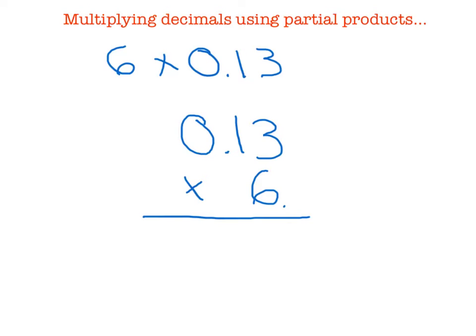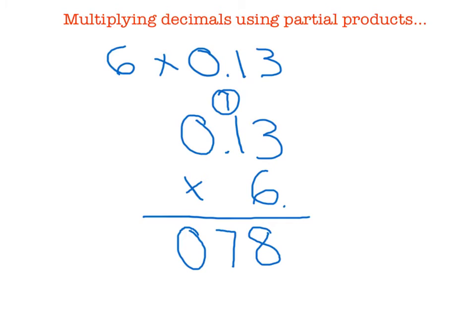Starting with the number on the bottom, which is 6. 6 times 3 is 18. I put the 8 down and carry the 1. Now I do 6 times 1 is 6, and I add this one up here, making it 7. Finally, 6 times 0 is 0.